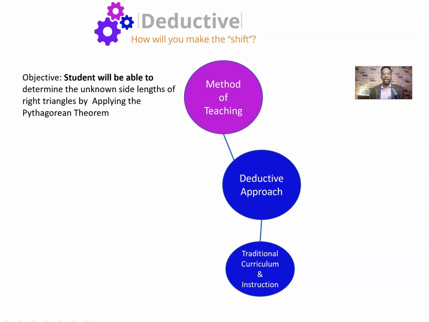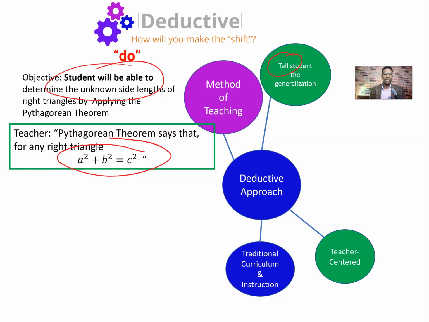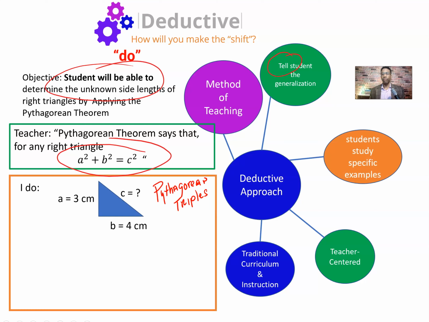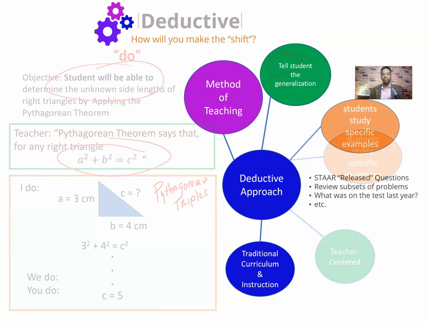Okay, let's go through a few examples using the Pythagorean theorem to get a little more specific. Notice, first of all, the objective in the deductive approach talks about what the student would do. Most of your standards are written as what the student will know or what the student will do. So for example, the teacher may give the generalization at the beginning of the lesson: a squared plus b squared is c squared. Go through a few examples, some Pythagorean triples, work with the students, let them work in groups or individually, maybe assign a few homework problems.